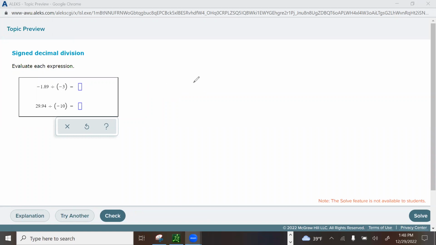So evaluate the expressions. We've got -3 divided into... well, first of all, we've got a negative divided by a negative. Well, that's a positive, so I can ignore the signs. All right, so 3 into 1.89. There's no decimal in the number out here, so I'm not going to move any decimal points around. But this decimal point does go straight up, and 3 does not divide into 1, but it does divide into 18 6 times, so 6 times 3 is 18.